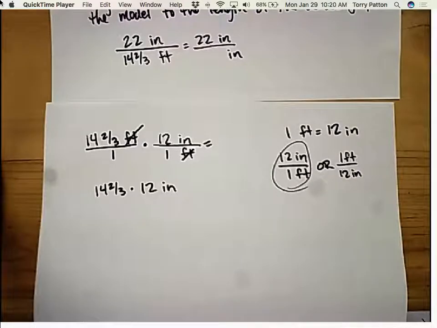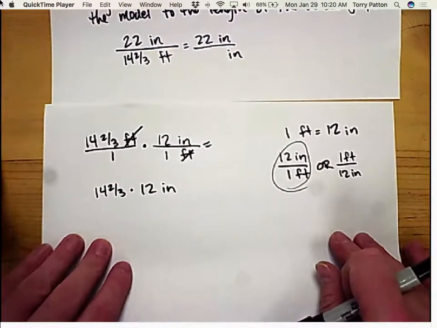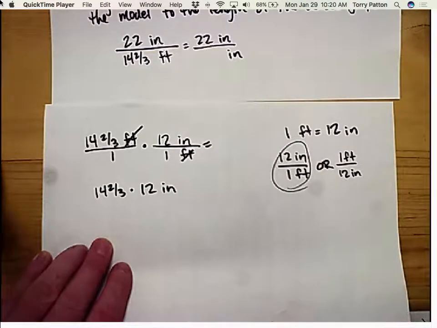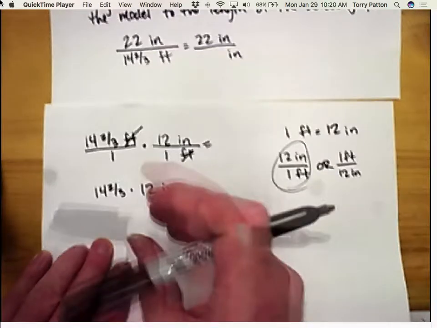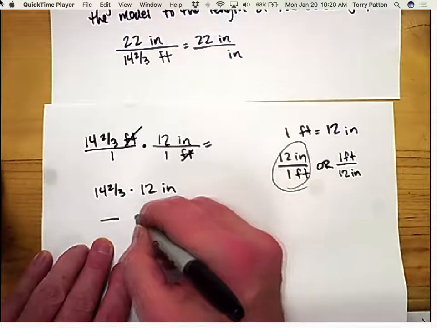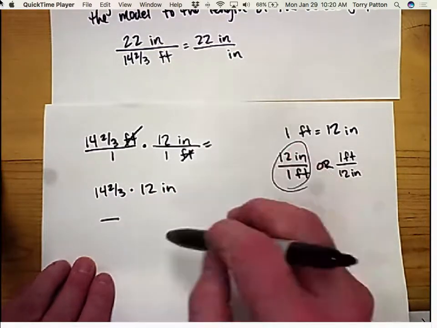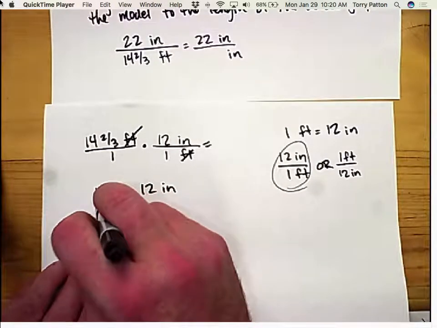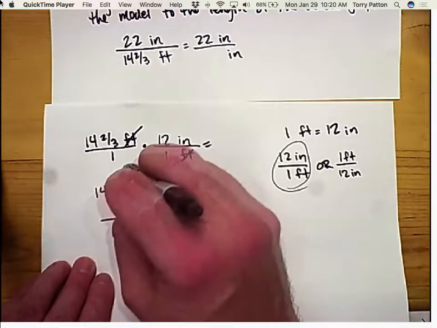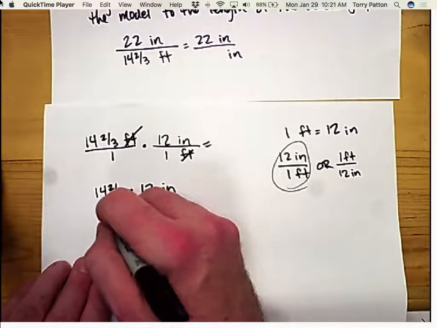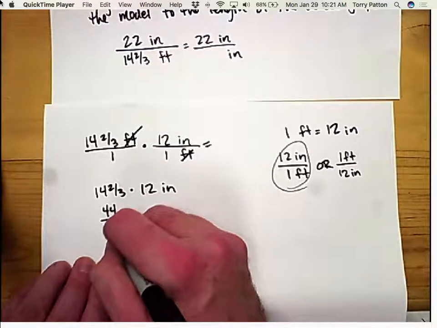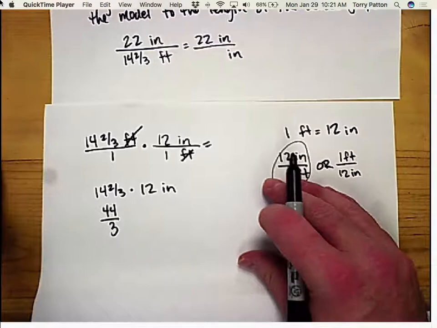Okay? How do we multiply 14 2/3 times 12? We need to change them both to improper fractions. How do we change 14 2/3 to an improper fraction? You do 3 times 14, which is 42, add 2, and you get 44 over 3, right?